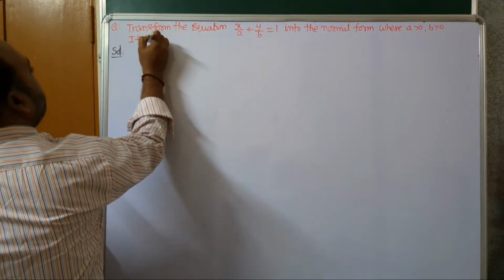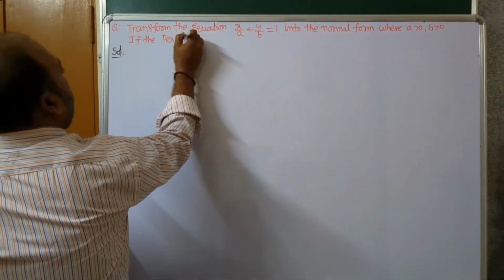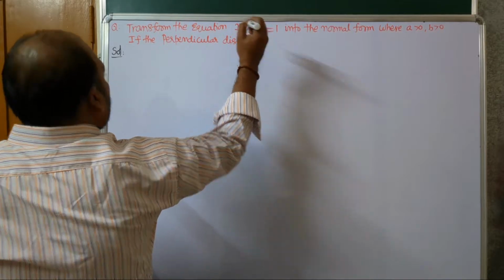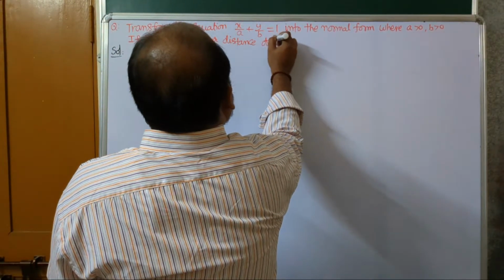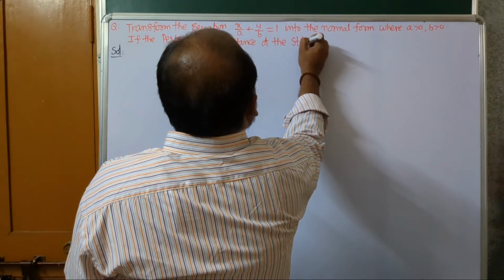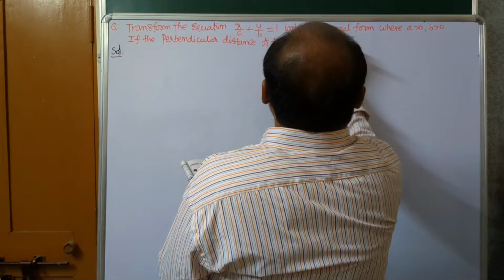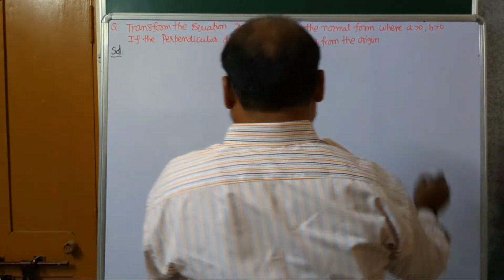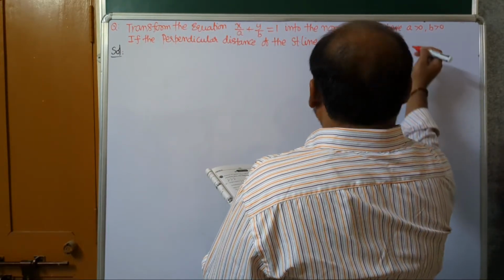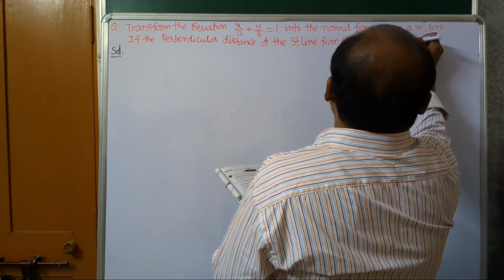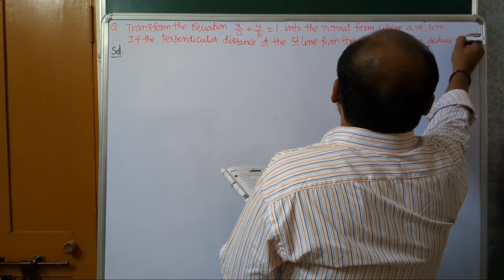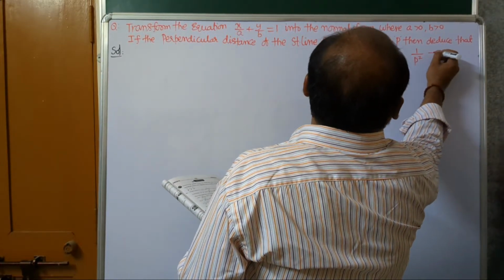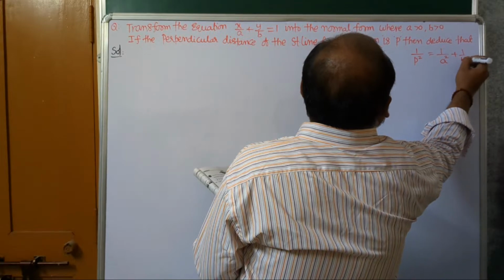If the perpendicular distance of the straight line from the origin is P, then deduce that 1 by P square is equal to 1 by A square plus 1 by B square.